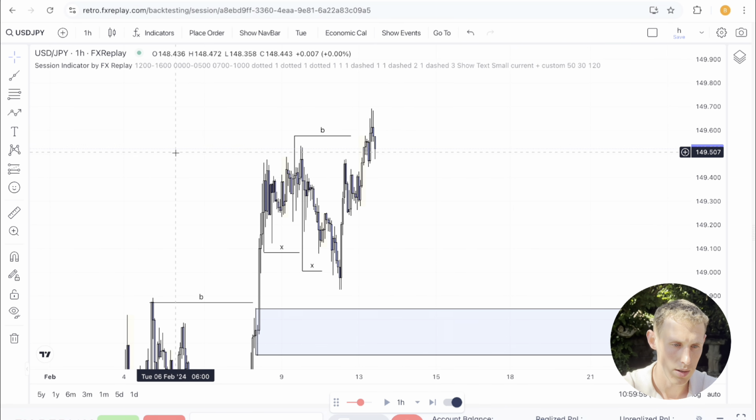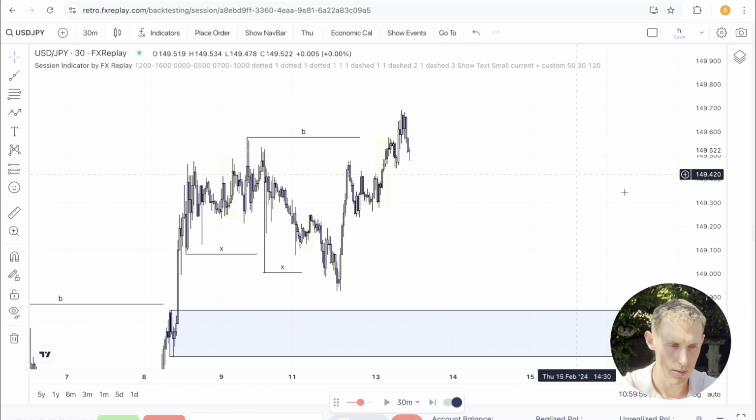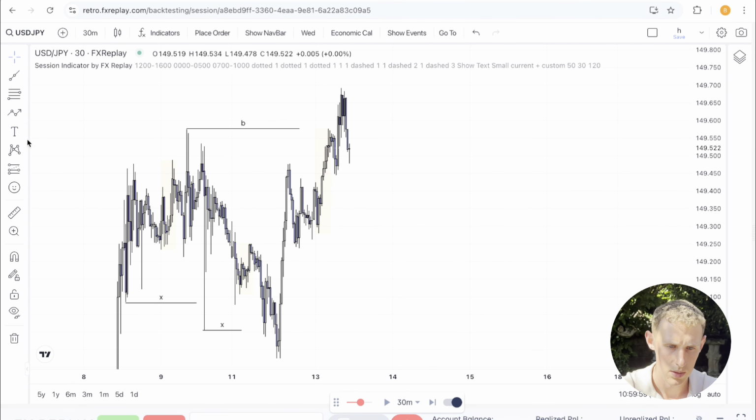At the moment, points of interest in this range, we have this sort of area. First of all, we see how that reacts.